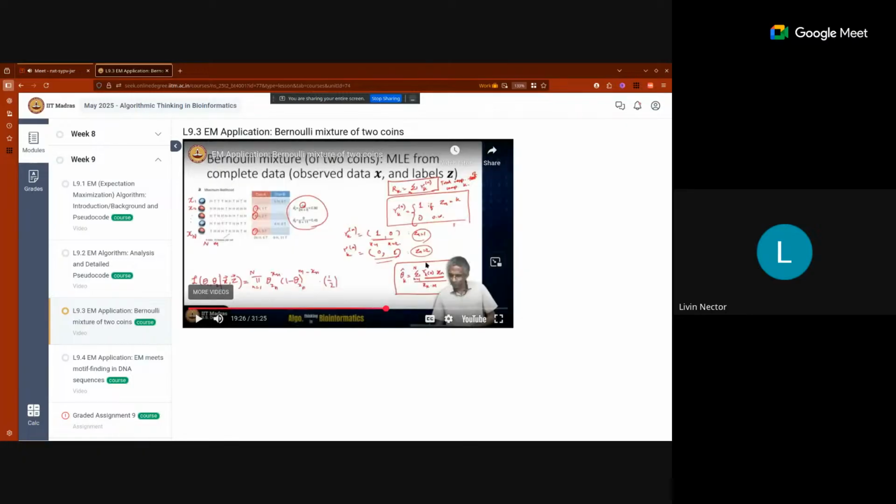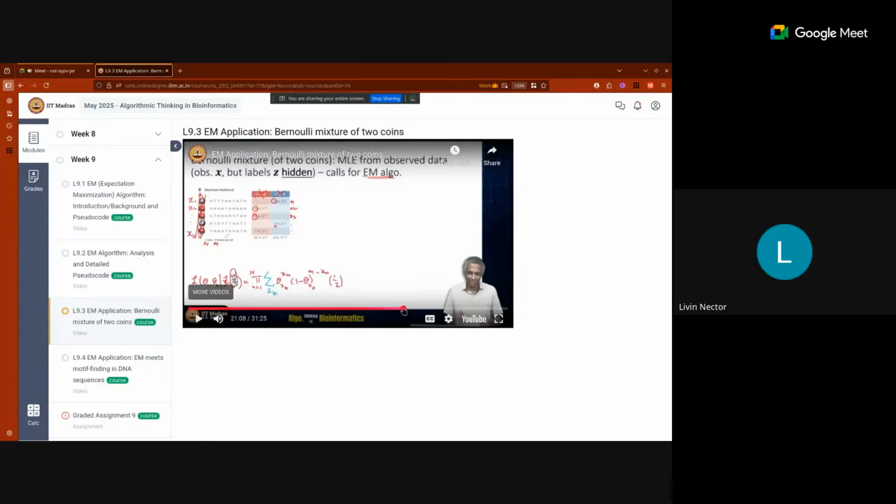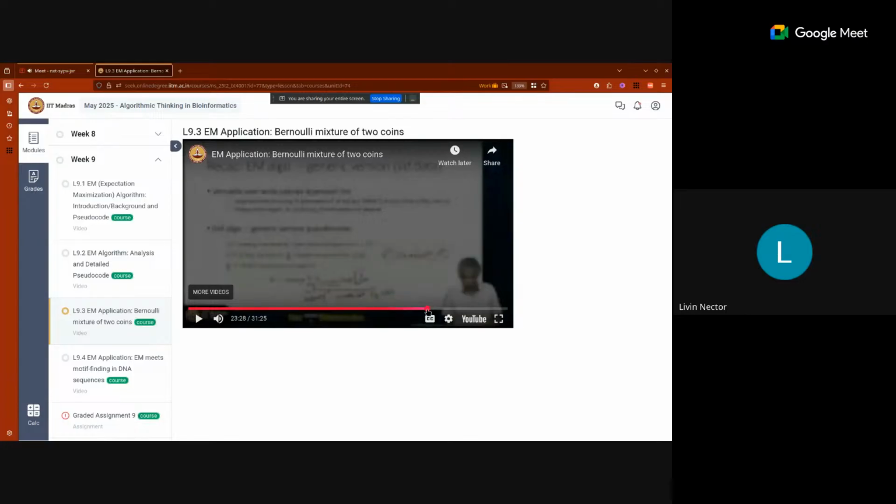Yeah. So after finding the responsibilities, this is when we know the data and we know the label, so we can assume the responsibilities to be 1 and 0. If that coin was taken, the responsibility for that coin is 1 and for the other coin the responsibility is 0. And we use this formula to update the parameters. So this is when we know the responsibilities. How are we doing this?